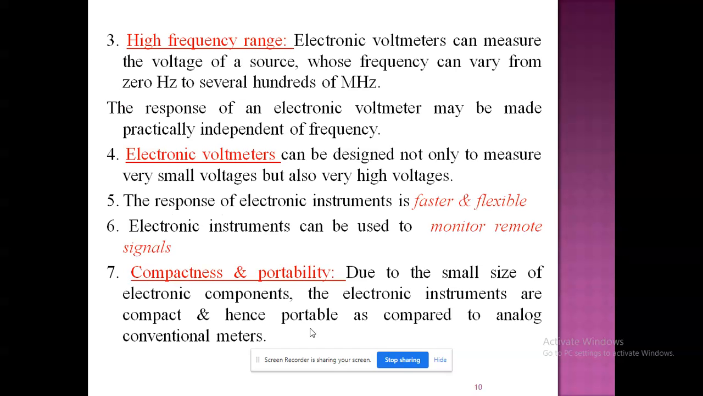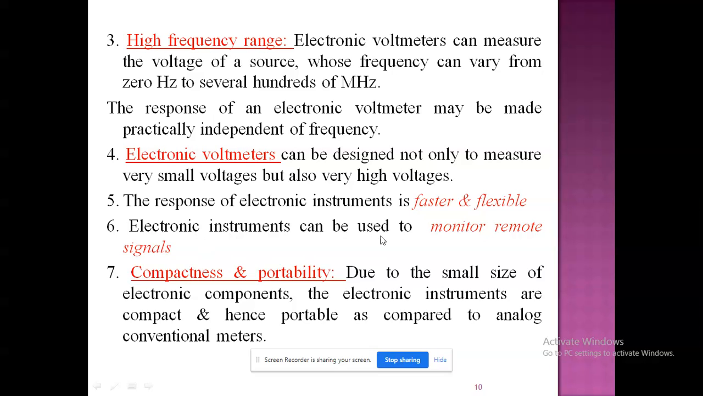The third advantage is high frequency range. Now, this is one of the most important features of an electronic voltmeter. Why? Because the response of an electronic voltmeter may be made practically independent of frequency. And by using this electronic voltmeter, we can measure the voltage whose frequency can vary from 0 hertz to several hundreds of megahertz. These electronic voltmeters can be designed not only to measure very small voltages but also very high voltages. The response of electronic instrument is faster and flexible.